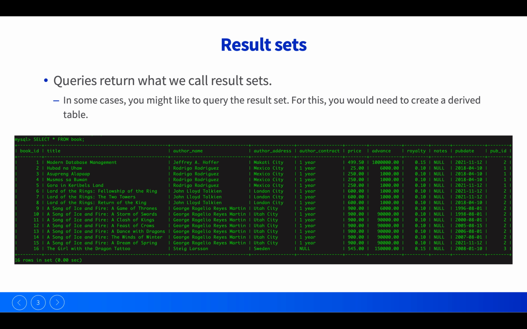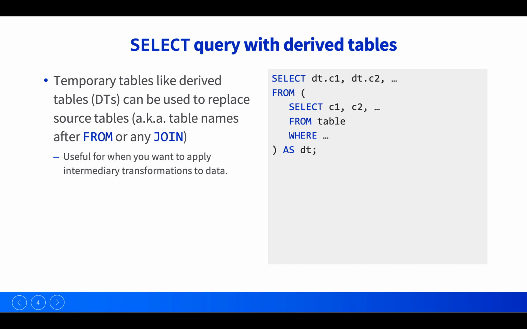And one of them is what we call a derived table. A derived table is essentially a type of temporary table and can be used to replace some of our source tables in our queries, such as the table names in our from and our join clauses. These temporary tables can be useful when we want to apply some intermediary transformations to our data. For example, let's say we wanted to do an intermediary transformation to our table first, and then afterwards create a query from it.